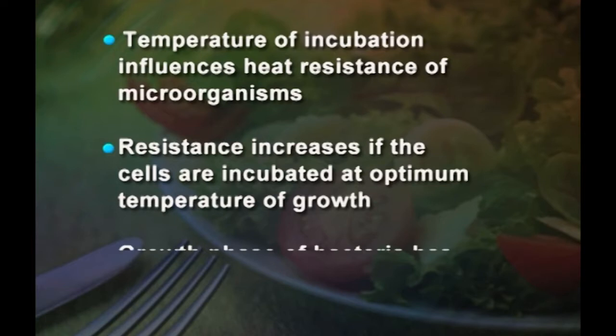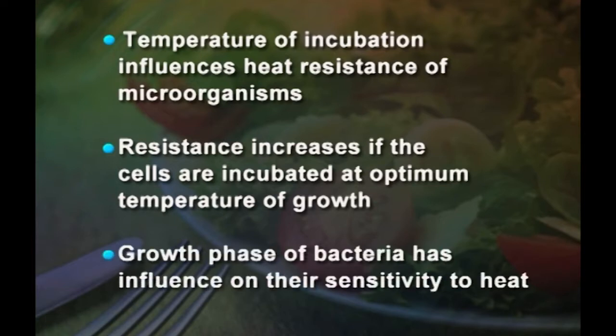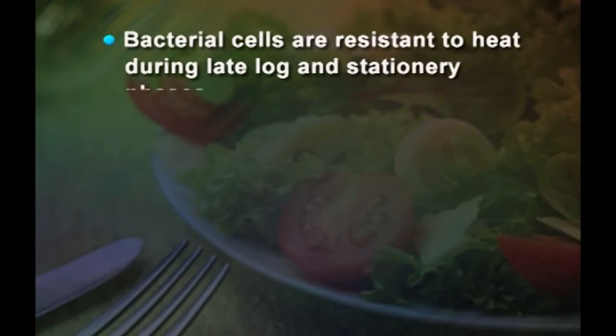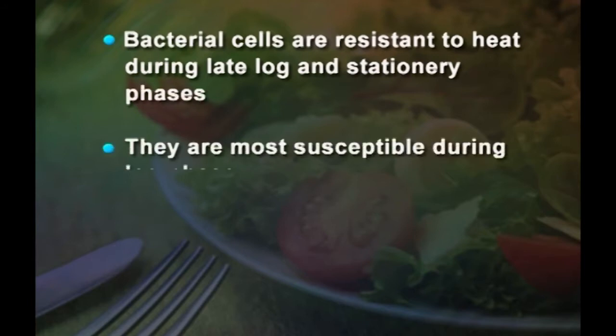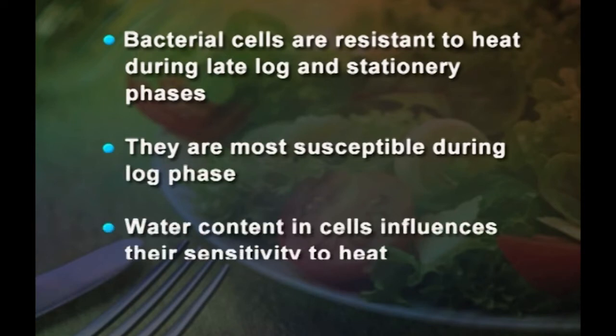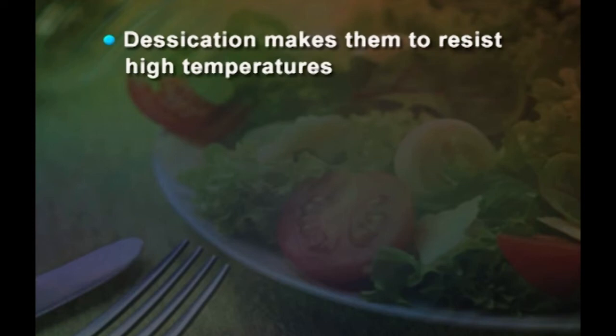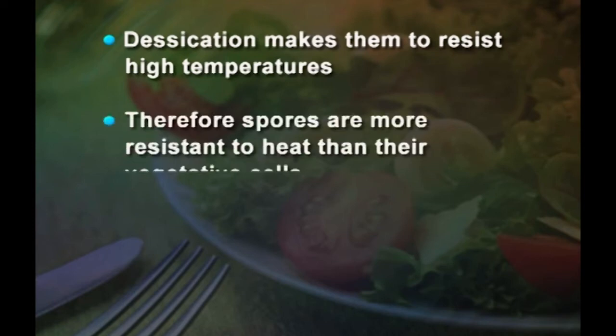Growth phase of bacteria has influence on their sensitivity to heat. Bacterial cells are resistant to heat during late log and stationary phases. They are most susceptible during log phase. Water content in cells influences their sensitivity to heat. Desiccation makes them resist high temperatures. Therefore, spores are more resistant to heat than their vegetative cells.